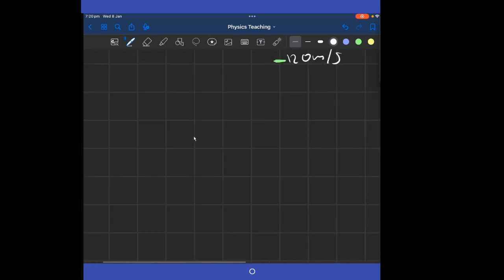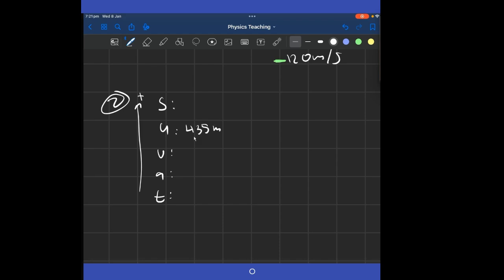Now I'm going to solve method 2. Method 2 is using kinematics. What I like to do is list out all of my kinematic properties, and I'm going to take the positive direction being up, as always. We're trying to find the displacement S that we've gone up. The initial velocity is 435 meters per second. Final velocity is 0 meters per second. The acceleration is minus 9.81 meters per second squared.